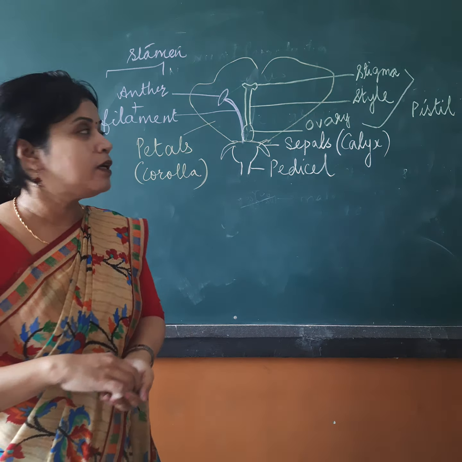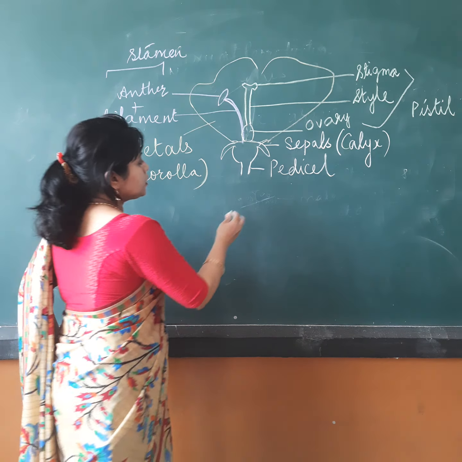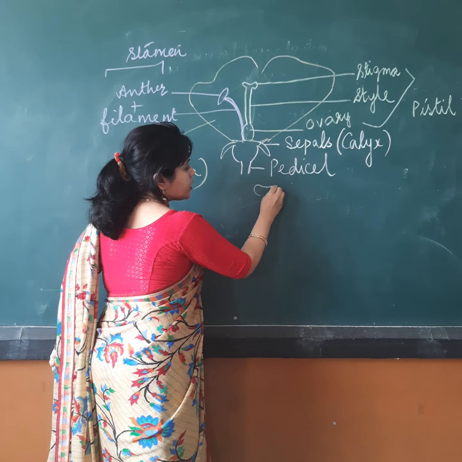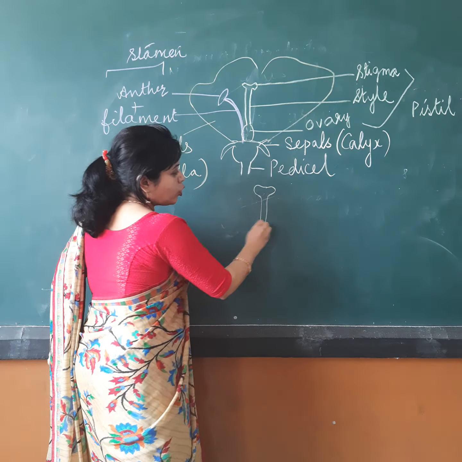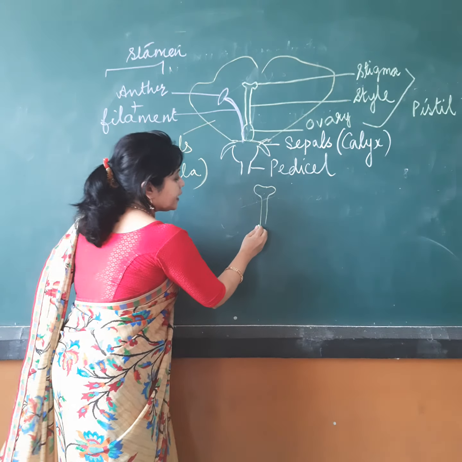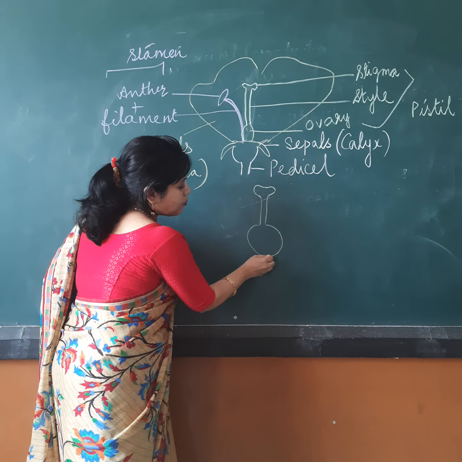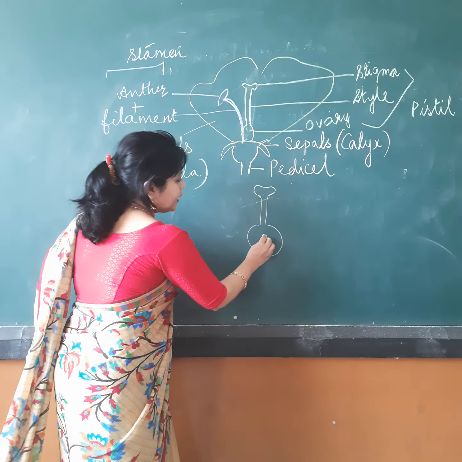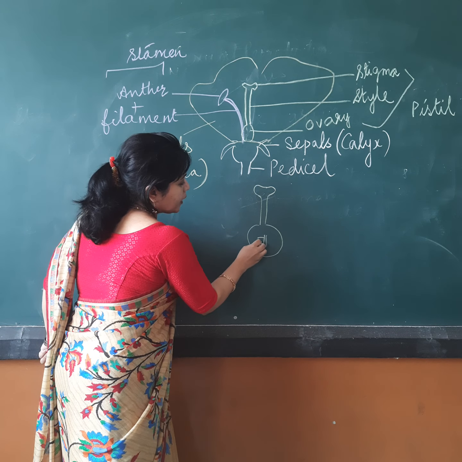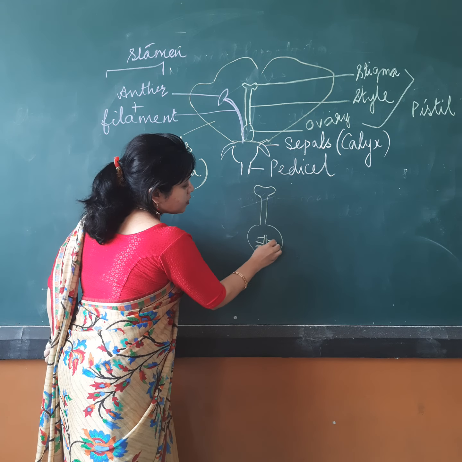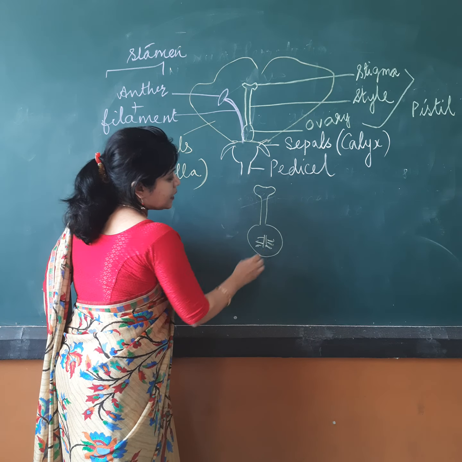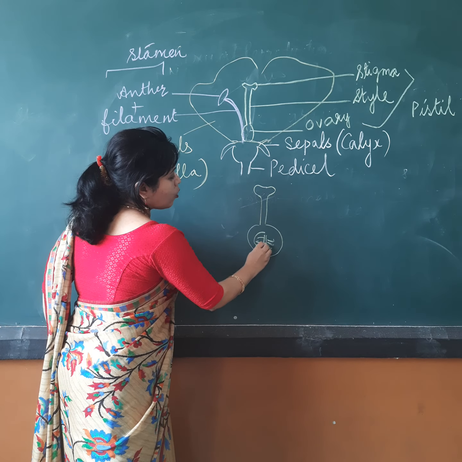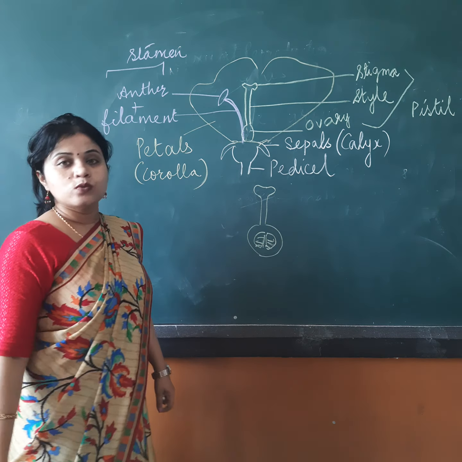If you see the female reproductive organ, you find that it has got a stigma, a long tube that is the style, and a swollen basal portion which we call the ovary. Inside the ovary, you have certain small structures. These small structures are called ovules.